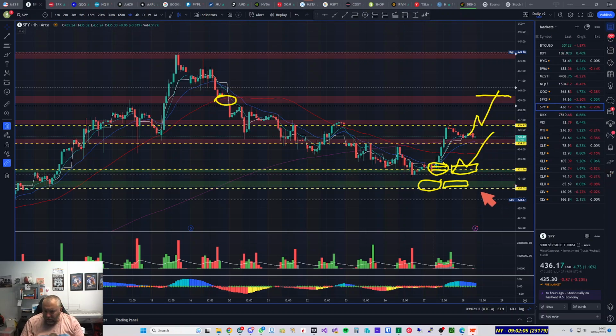So to confirm my levels, got 430, a full size bounce, 432, half size bounce, 436.50 for a break and retest. So I've got written down 436.80 for a break and retest, that level there, and 439 to 440 for a complete rejection.